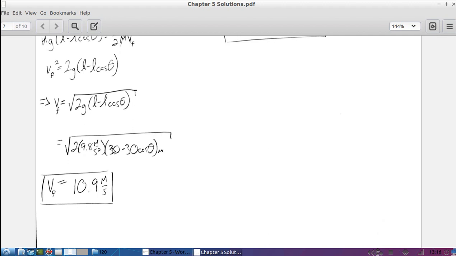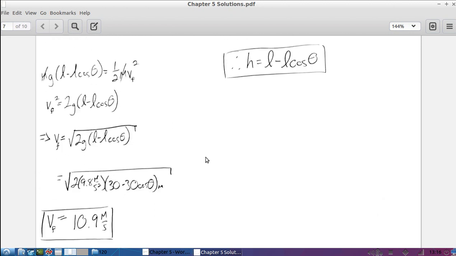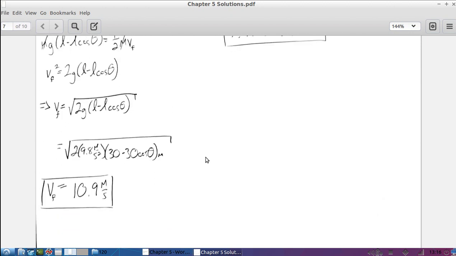I know G, I know L, I know theta. Theta was 37 degrees, sorry I didn't plug it in there. So the final velocity is 10.9 meters per second. Again, I'm just asked for the speed, don't have to worry about the direction. Based on my picture, it's the positive x direction, but again, I don't care.